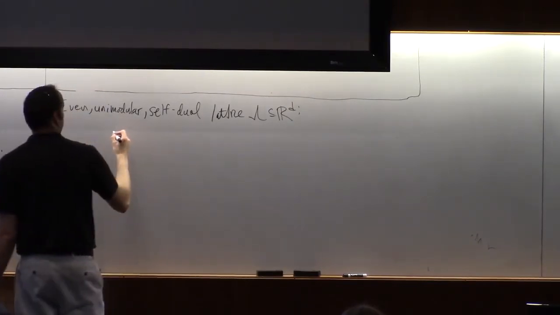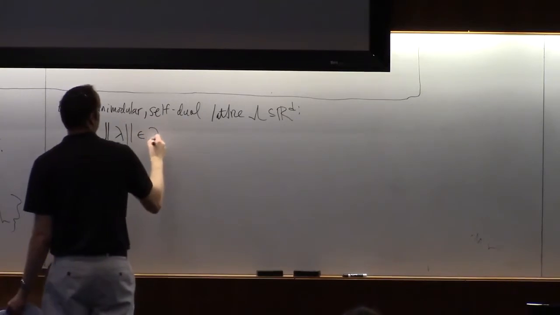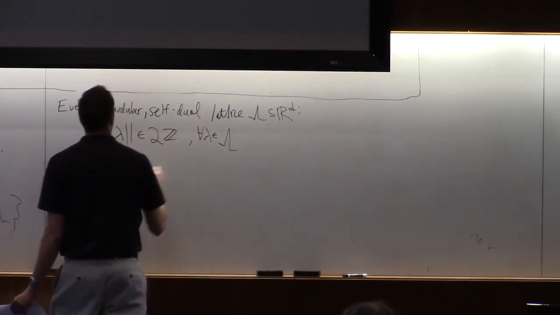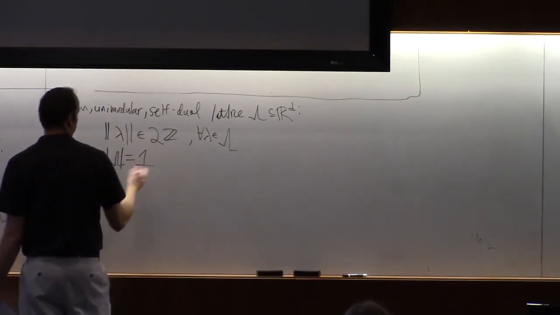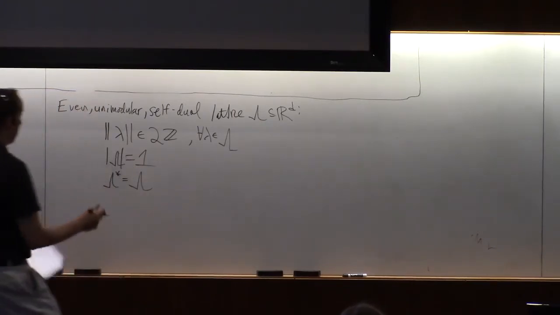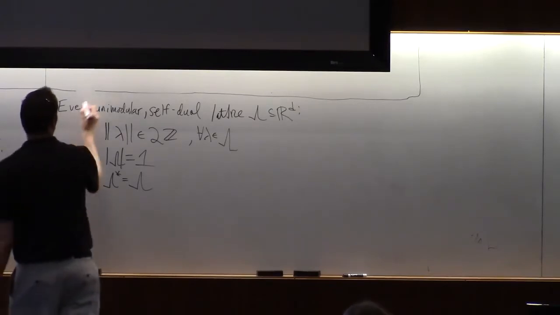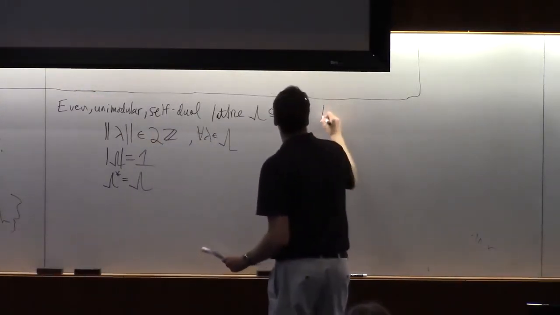This means that, first of all, the lattice vector lengths squared are always twice an integer. And the volume, the lattice covolume, is 1. And also that the dual is itself. So this is a bit redundant, but I just wanted to emphasize what the properties are. This is a very special class of lattices, even unimodular lattices. And they have theta functions.